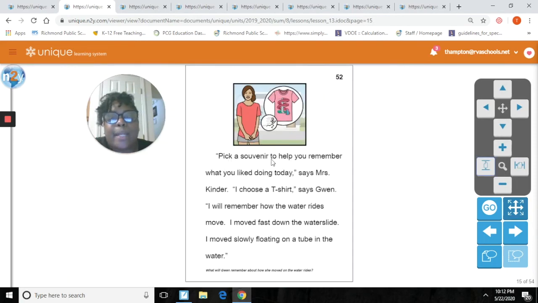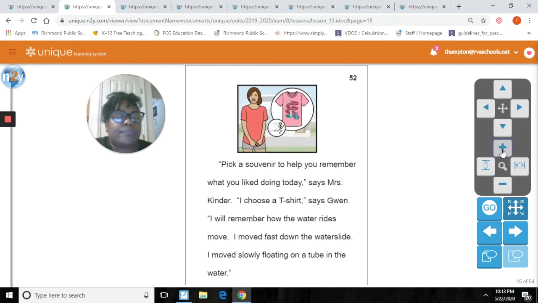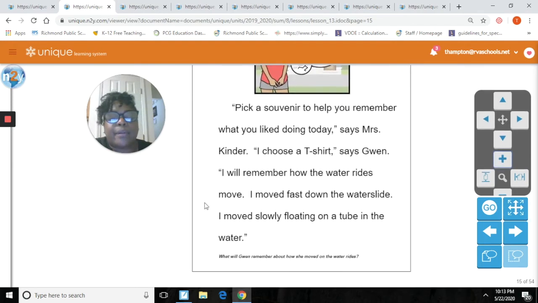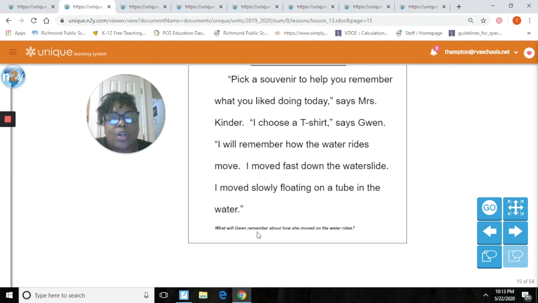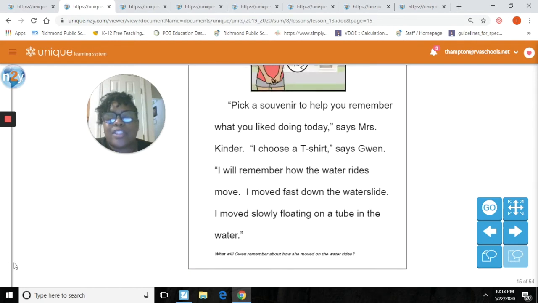It says, pick a souvenir to help you remember what you liked doing today, says Mrs. Kinder. I choose a t-shirt, says Gwen. I remember how the water rides move. I move fast down the water slide. I move slowly floating on a tube in the water. Okay? So let's make it a little bit bigger. And it says here, what will Gwen remember about how she moved on the water rides? What will she remember? What did she say?